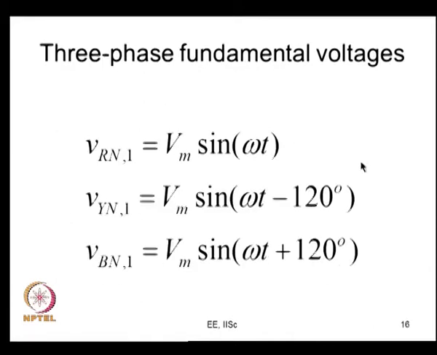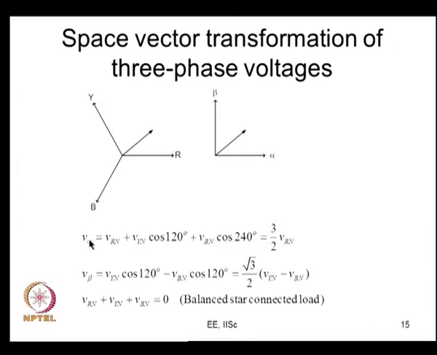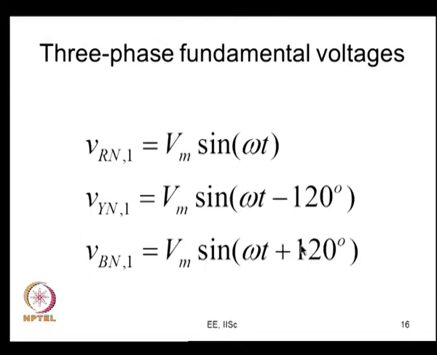So, if you go back, you can see this here. Your V alpha is equal to 3 by 2 times VRN. If your VRN is Vm sin omega t, V alpha is going to be 3 by 2 times Vm sin omega t, and you can see that the magnitude of your vector is 3 by 2 times the peak value of VRN. That is what you are getting here.